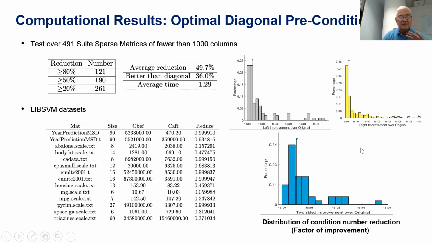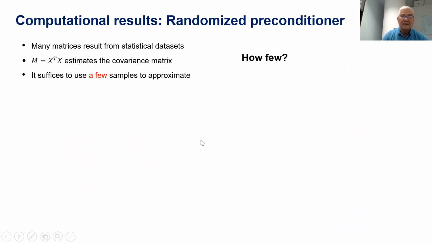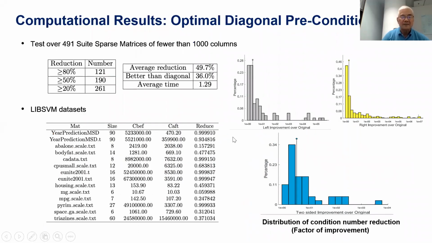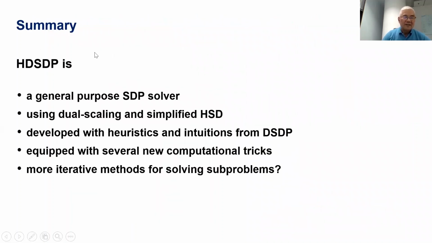We basically solved almost 1,000 diagonal preconditioner problems. The SDP is actually very, very fast if the matrix is not too big, within 5,000. However, we do have matrices of 20,000, which slows down a little bit, but it's still solvable. Then back to HSD SDP, a general SDP solver using dual scaling, a simplified HSD heuristic, applied to many problems.